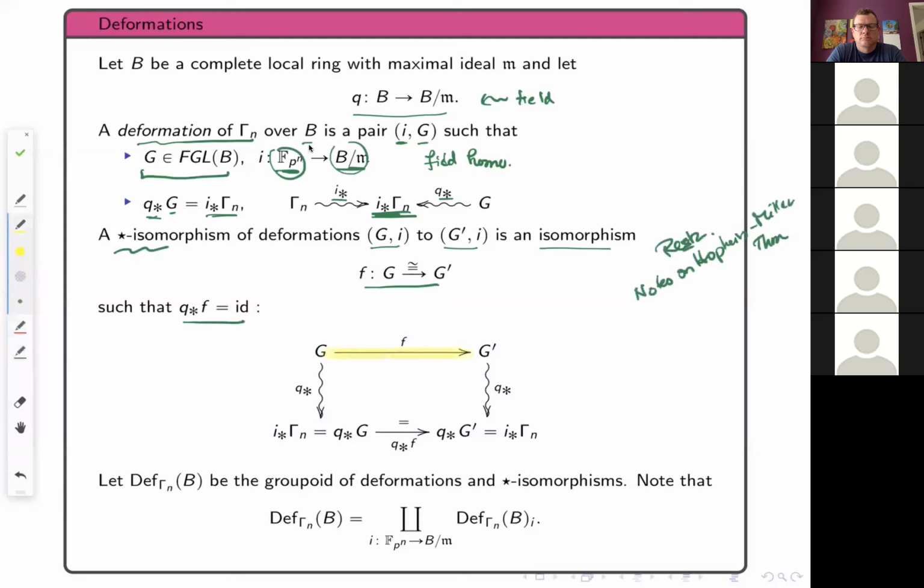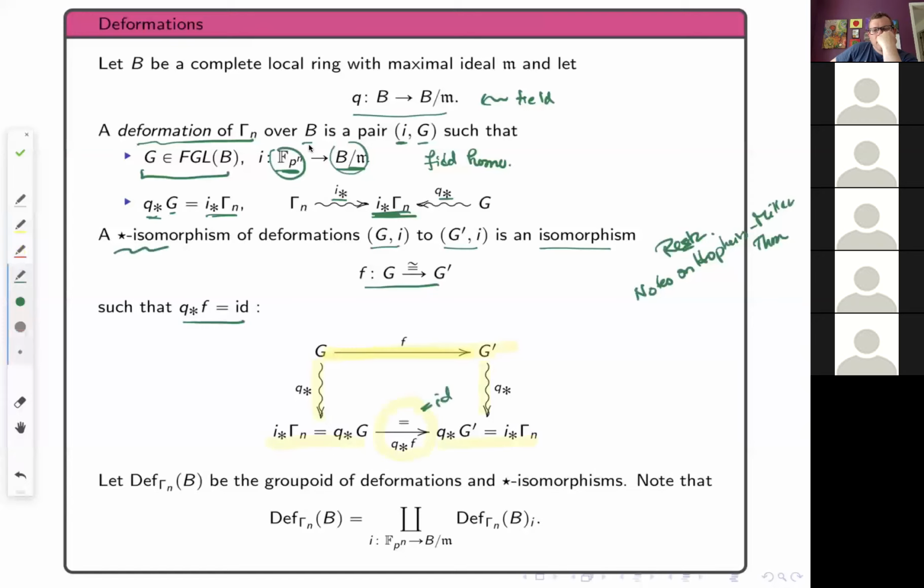Okay, so we've got this map here. And we want that, if I mod out by Q star, I get this, that's being a deformation. Mod out by Q star, I get this, that's being a deformation. But now you get an induced map after you mod out, and you want that to be the identity, okay? So equal here means identity. Once you mod out by the maximal ideal, it's the do nothing map.